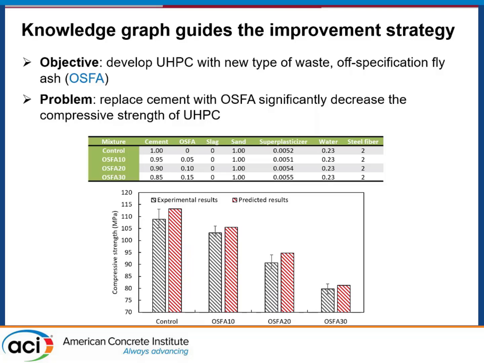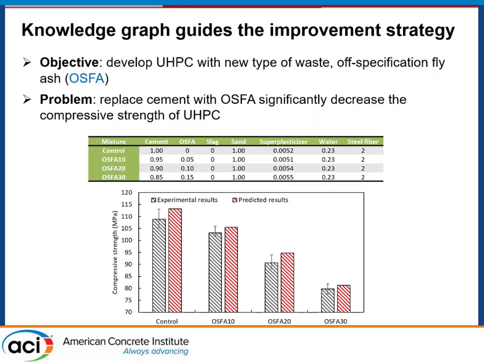Yes. Because for our AI model, even if this is a new type of waste material, we consider not just the type of materials, but also the physical and chemical properties. So we input the chemical and physical properties into it, which can also give us pretty good predicted results. Yes, correct. And physical properties.